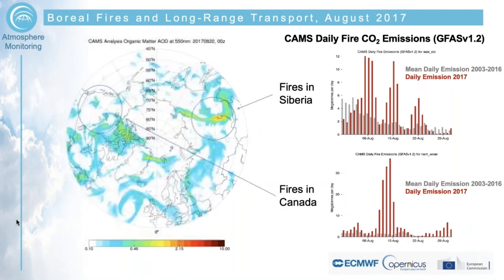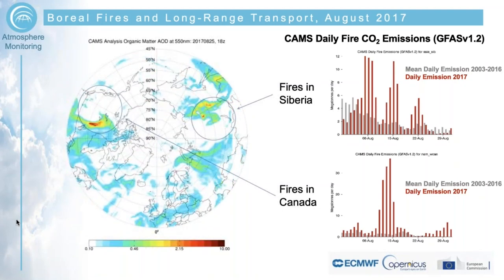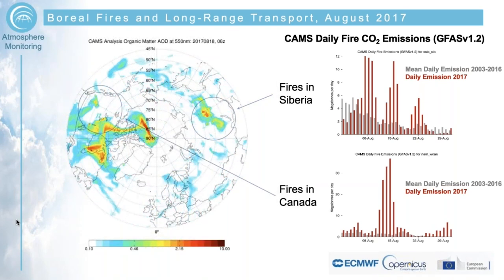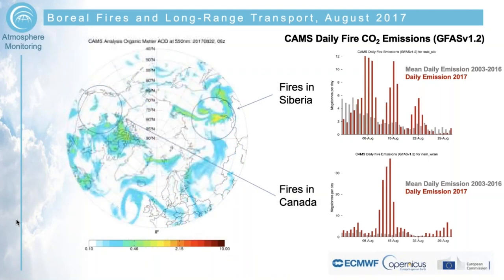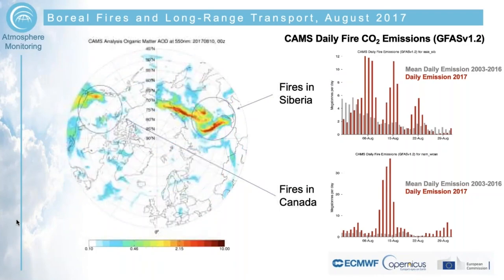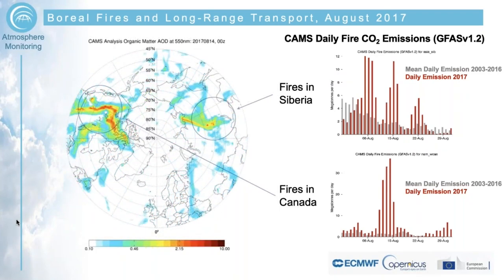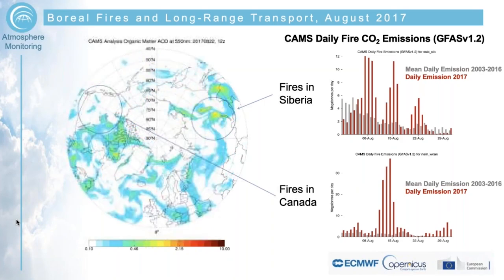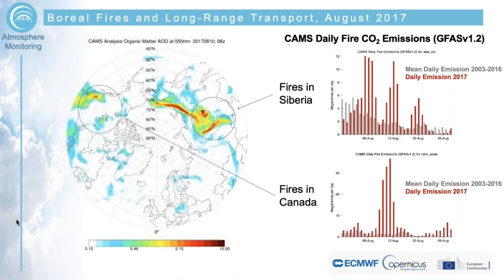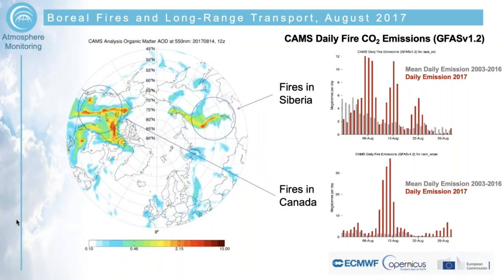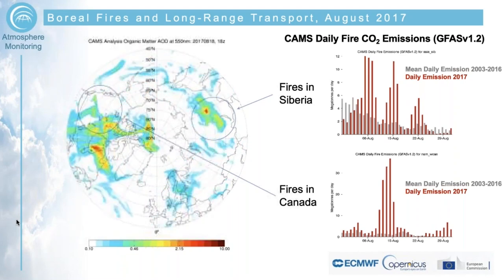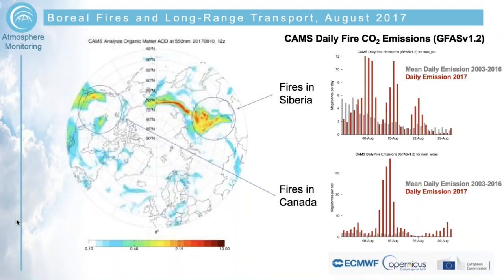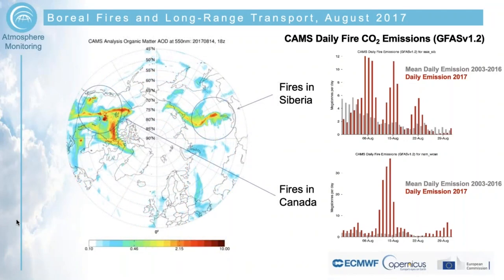So this is a slide showing fire emissions and smoke transport in August of 2017. The charts on the right are showing the daily total estimated carbon emissions from Siberia and Canada. And again, the red bars are the emissions from that year, 2017, and the gray bars are the mean emission from the previous years of 2017. And we see these peaks in the fire emissions, and we see the resulting smoke transport around the northern hemisphere as a result. This case was kind of exceptional because we saw smoke from fires in British Columbia transported high into the Arctic Ocean and to the North Pole.